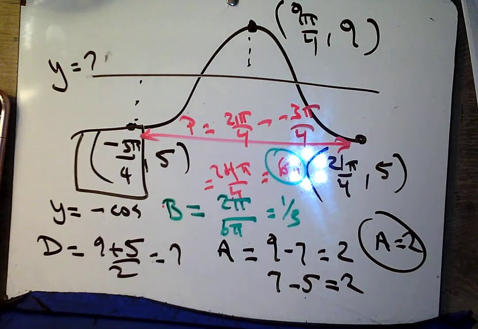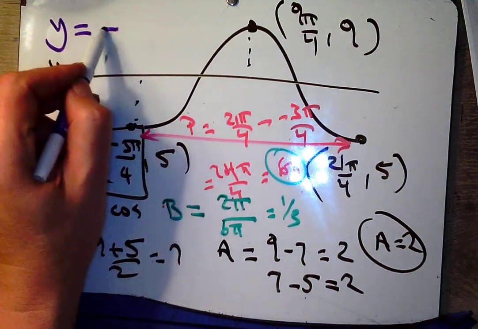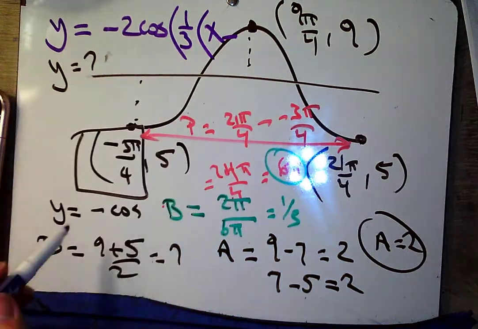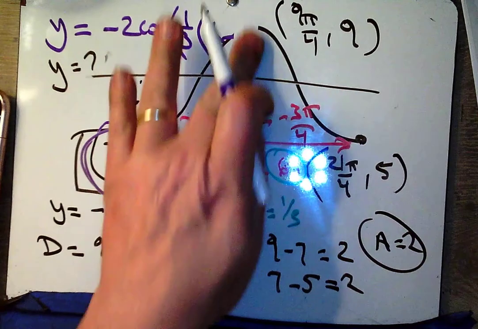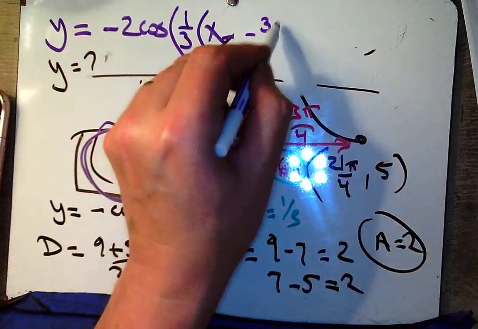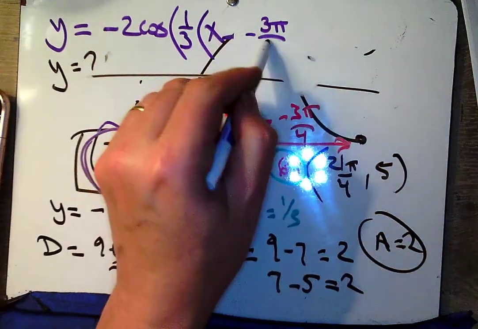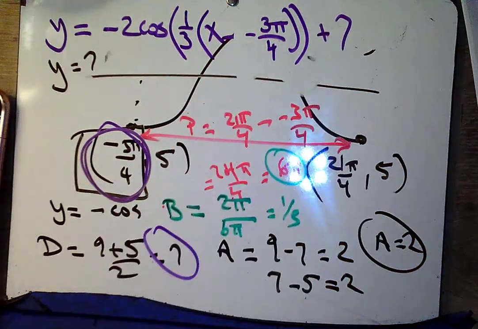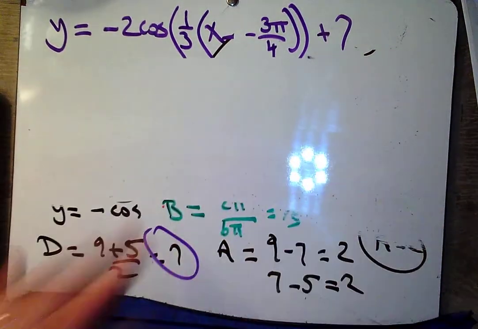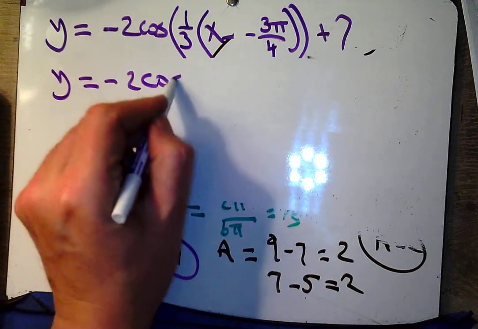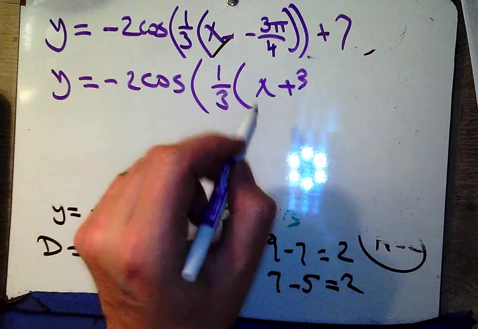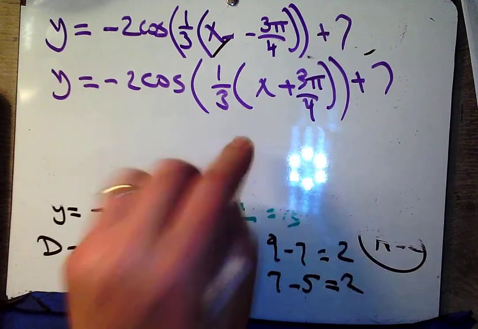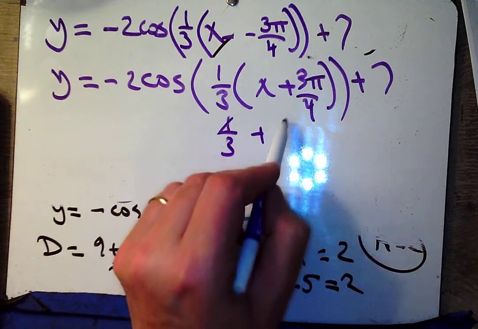So what's my equation going to be here? y equals negative 2 cosine. Our b value is 1 third, times x minus our starting x value, negative 3 pi over 4. Close two parentheses, and then don't forget the d value of 7. Good. By all means, write this as y equals negative 2 cosine of 1 third x plus 3 pi over 4. But I wouldn't distribute that when you can. It's 1 third times x plus 3 pi over 4.